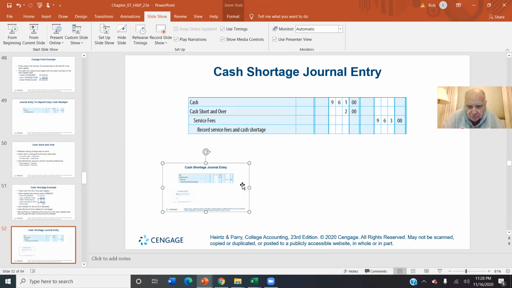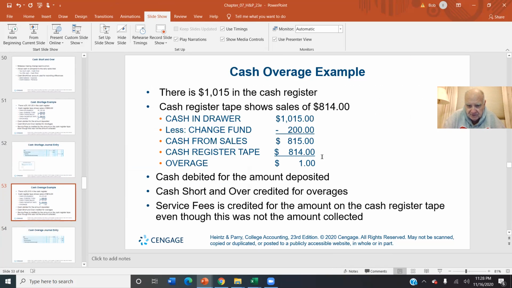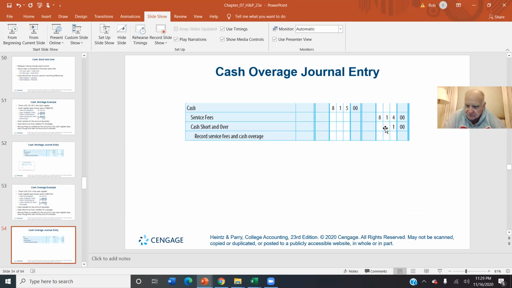We debit cash for the 961. We know that's how much cash we increased. We know we had 963 in sales, and we know our revenue was higher than the cash, so that's a loss of $2. Same thing if it was a gain. Here, we had 1015 at the end of the day in cash, minus the 200 we always leave there. 815, we only sold 814, so somebody walked out of here $1 short. And that is to our benefit, if you want to say that, okay?